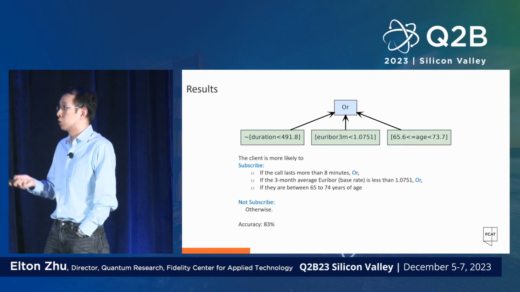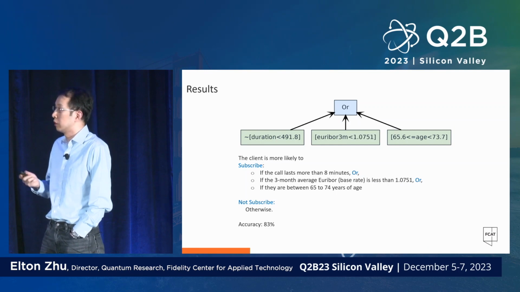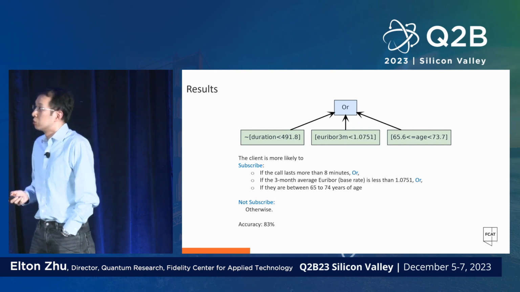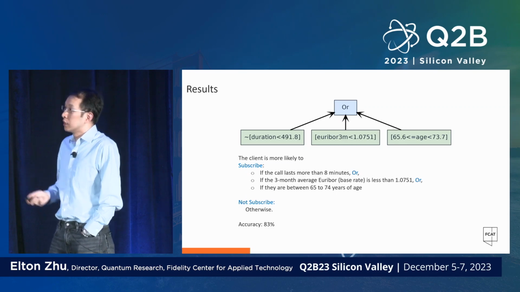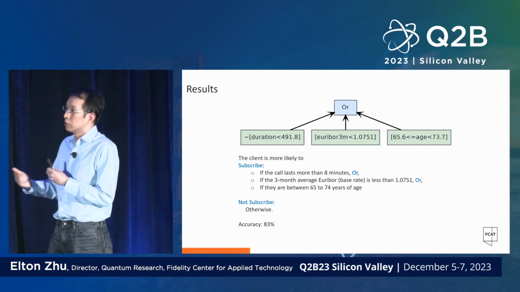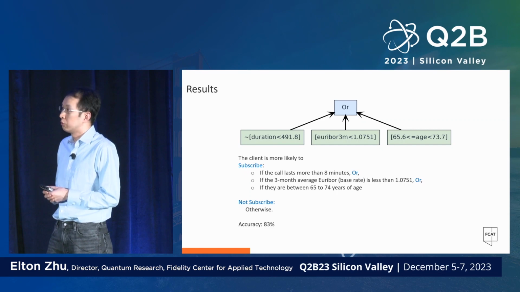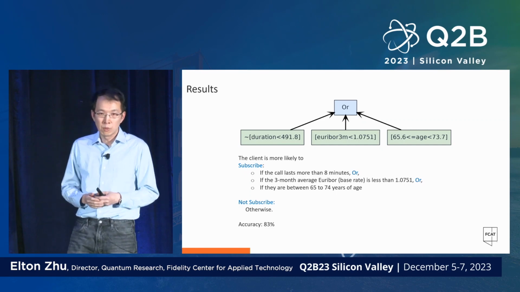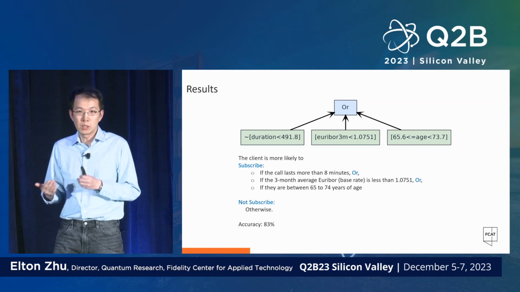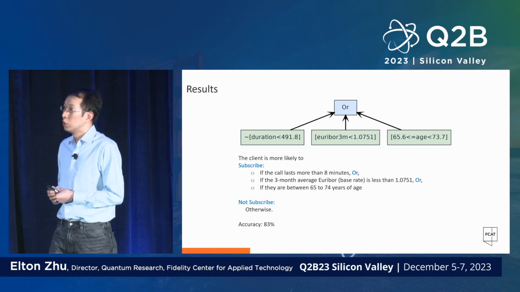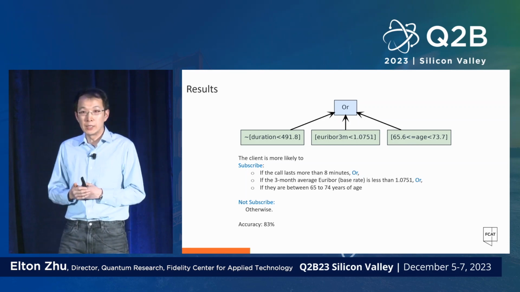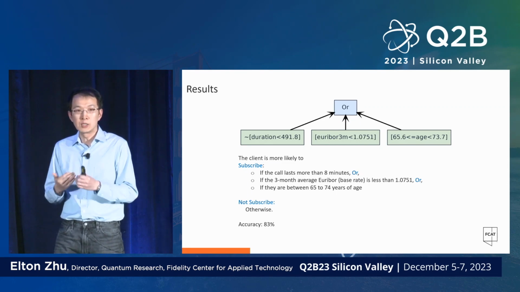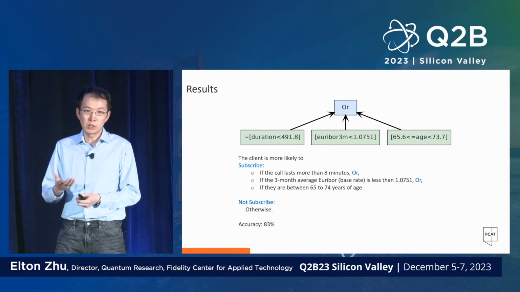This is the 3 months European interest rate, which I'm not going to explain. I don't really know too much about that. And the last one says that if the client is between the age of 65 to 74, then they're more likely to subscribe to this product. I'm not the product owner here, so I don't really know what's going on. But maybe they know that they need to design their product to better attract the younger population and so on.